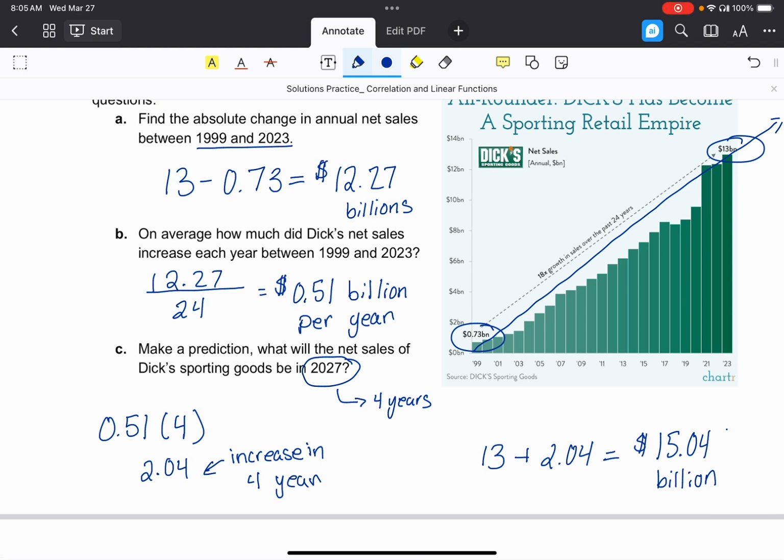Now, this is a prediction. Might not happen, might happen. You can't know 100% certain until the date actually passes. We're just making some guesses.